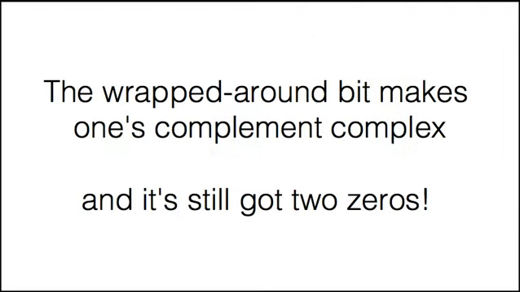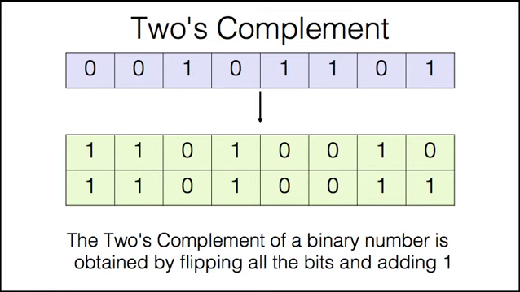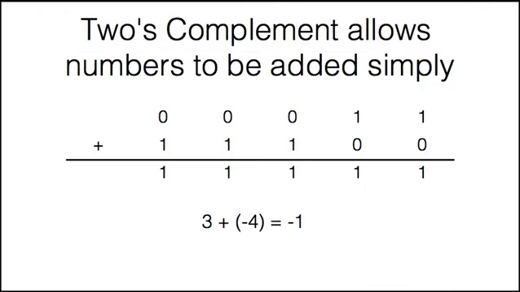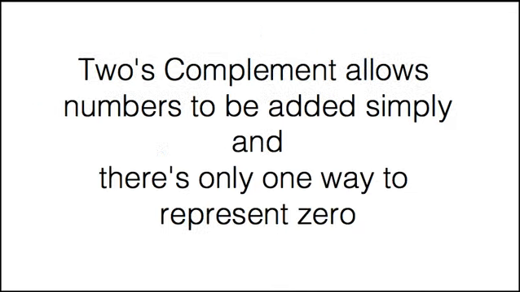2's complement is basically 1's complement, which is inverting all the bits, and then adding 1. And when you add them all together, it does work out. You can do binary addition and subtraction just like you would, and everything works out fine. And there's only one value for 0.